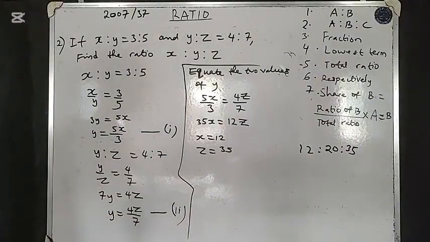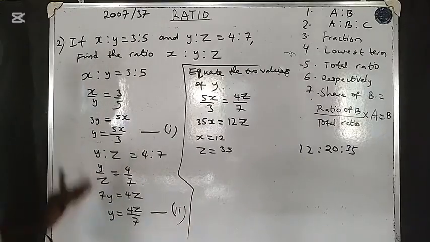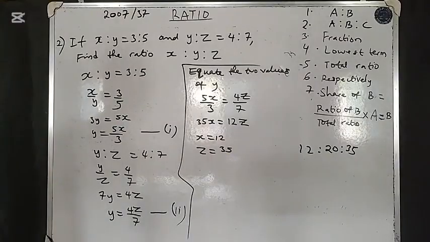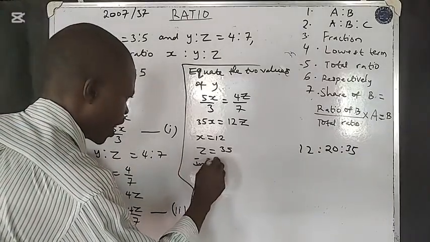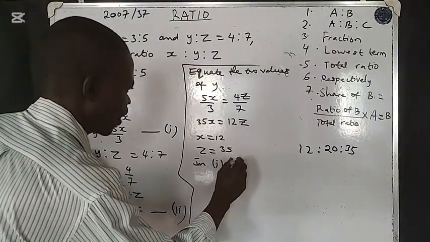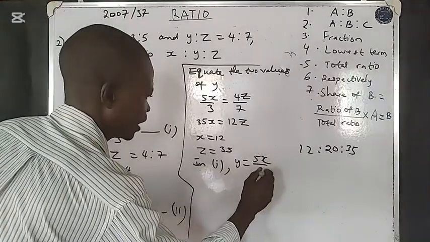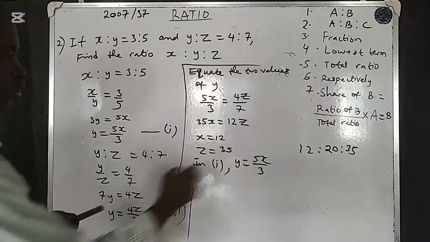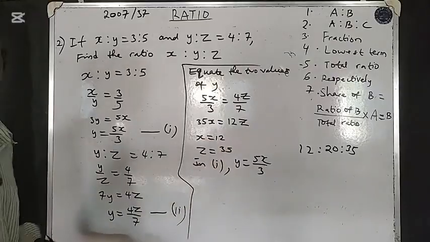We can go to any of the equations to find our y. Which one? Okay, you can see y here, you can see y here. Use any one of the two to get your y. So which one do you want to use? You want to use equation 1, right? So in 1, you have y equals 5x over 3. So we want to use x. This one has x, right? We replace the x by what?